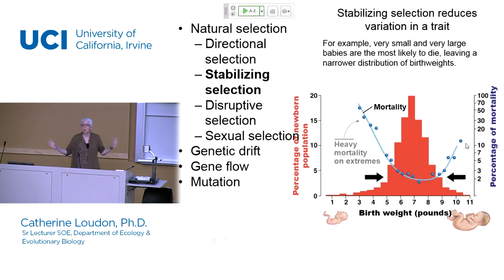And this is because the extremes of either being very, very tiny or very, very large can indicate some sort of problem either with the baby or with the mother. And so that's why this mortality pattern. So this will tend to exert stabilizing selection then on the trait of birth weight of a baby.